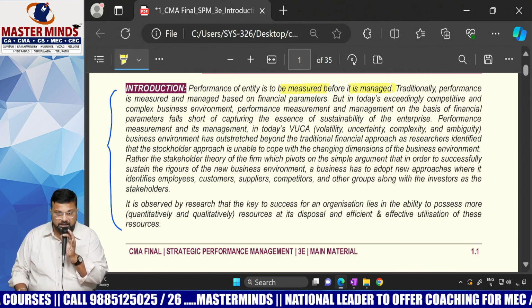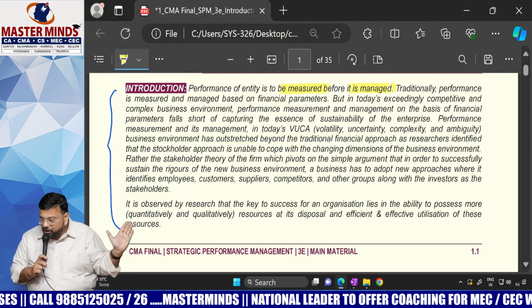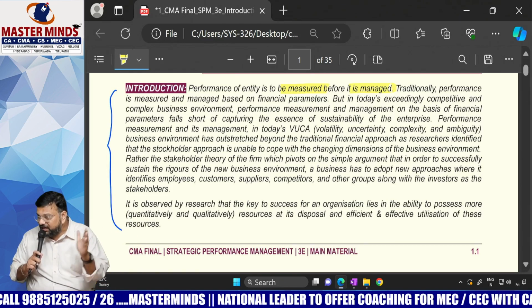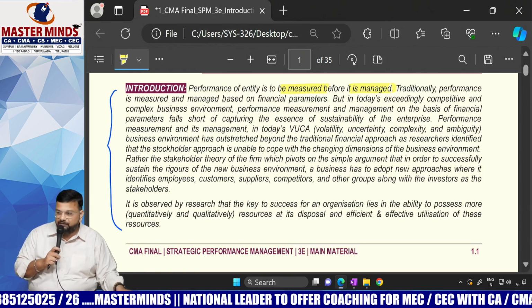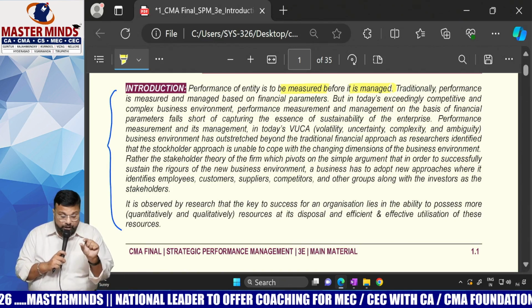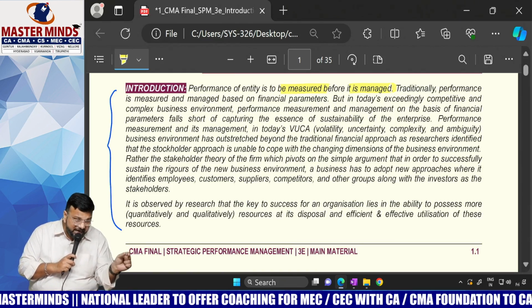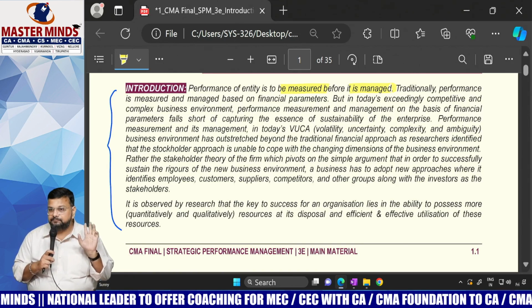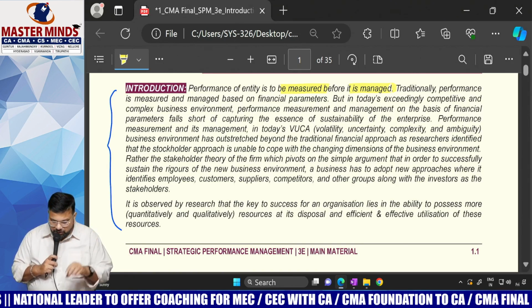Because they know that apart from financial, other non-financial aspects also affect the market and the wealth of shareholders. Am I clear, Nana? So nowadays we need to focus on both financial and non-financial. So this is a key point here.